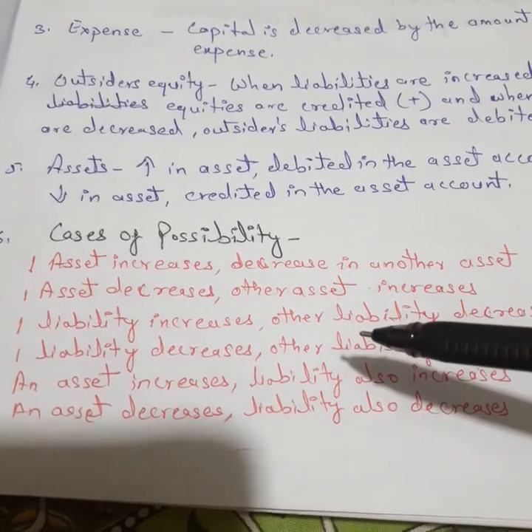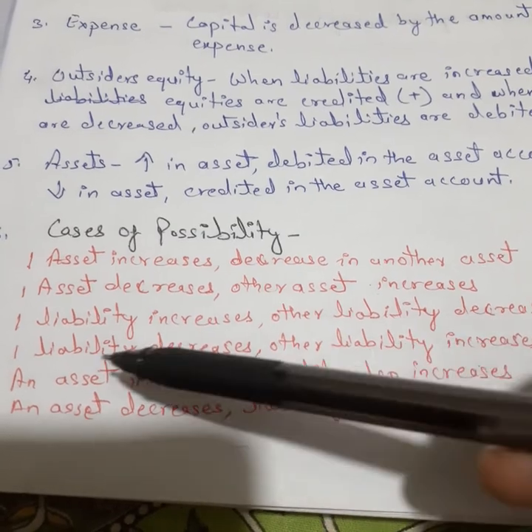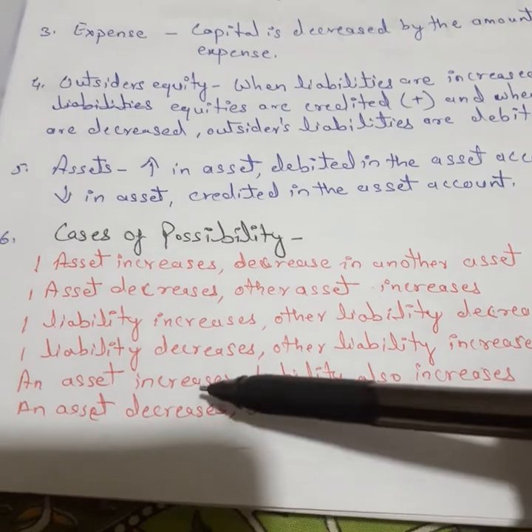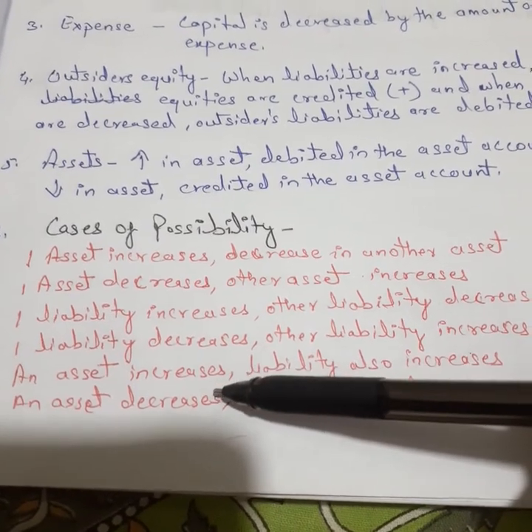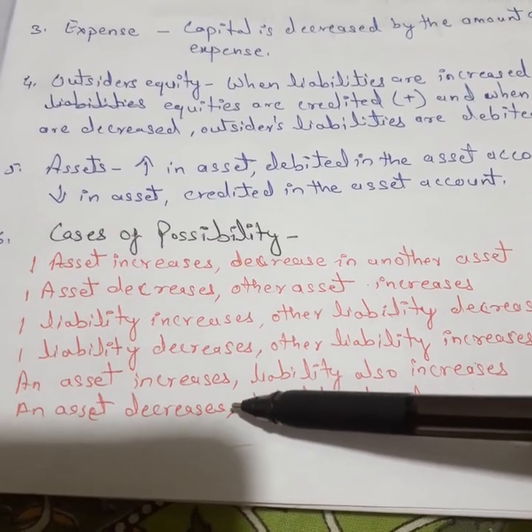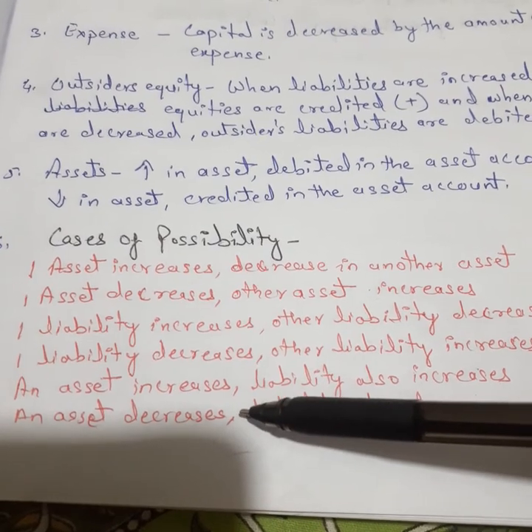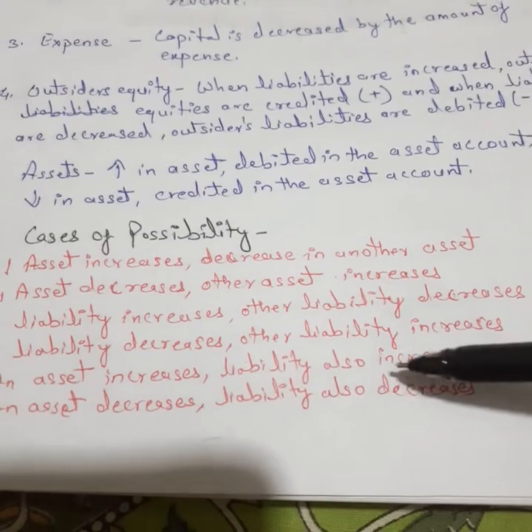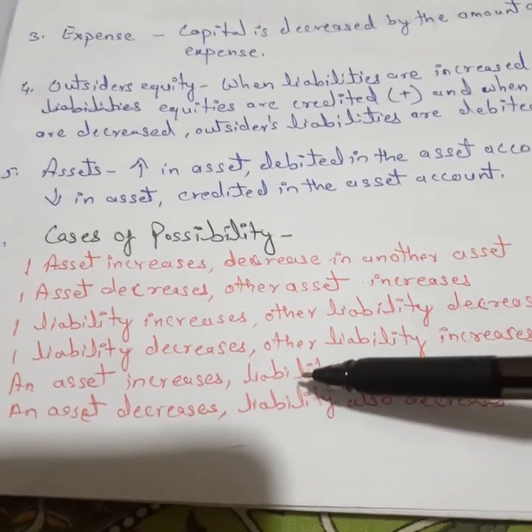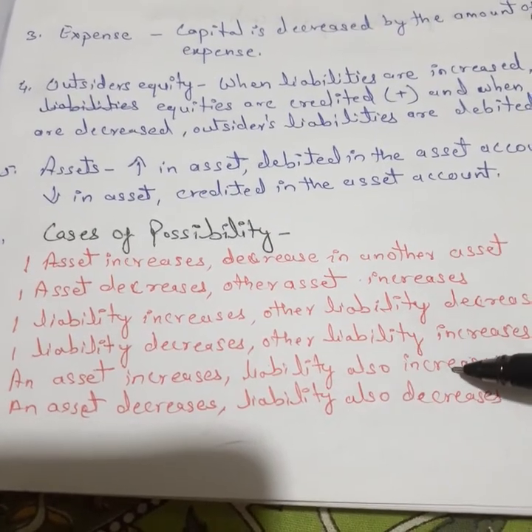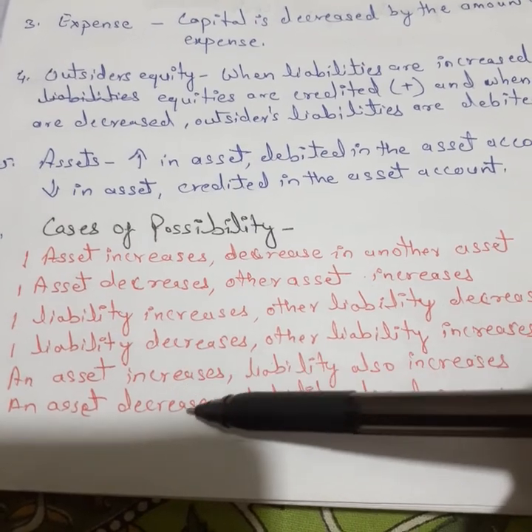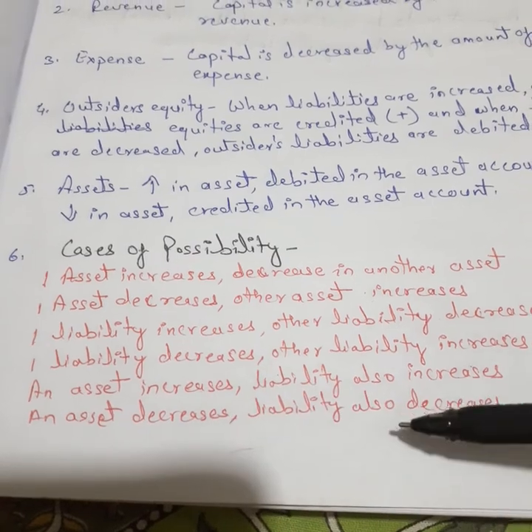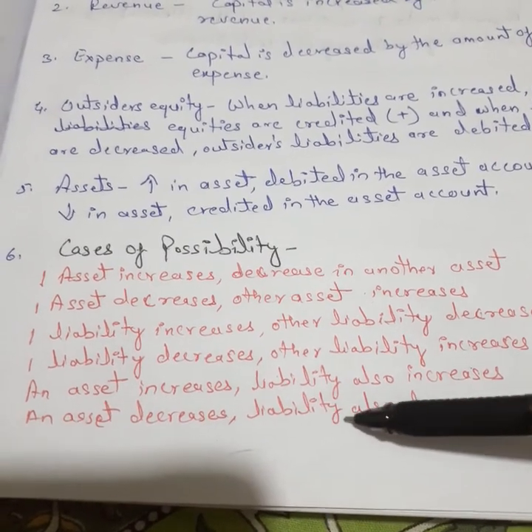Then it is possible, like in this case, an asset increases and liability also increases. In this case, you can take an example, like say you purchased furniture on credit, so here furniture gets increased, and since you have purchased the furniture on credit, your creditors get also increased. Just opposite, if you sell the furniture on credit, your furniture gets reduced and your debtor will get on credit.